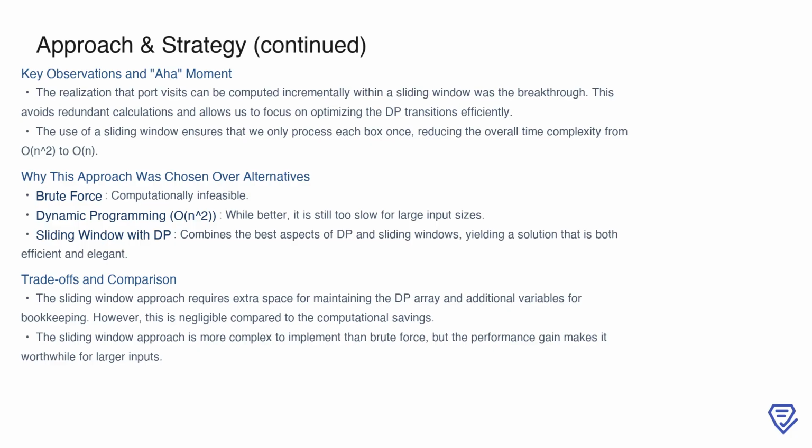Among the alternatives, brute force was clearly infeasible due to its exponential time complexity. The basic dynamic programming approach, while an improvement, was still too slow for larger inputs. Combining the strengths of DP and sliding windows, the chosen approach offers both efficiency and elegance. Of course, it does require extra space for the DP array and bookkeeping variables, but this trade-off is negligible compared to the computational savings. While implementing the sliding window approach is more complex than the brute force method, the significant performance gains make it the optimal choice for solving this problem effectively.